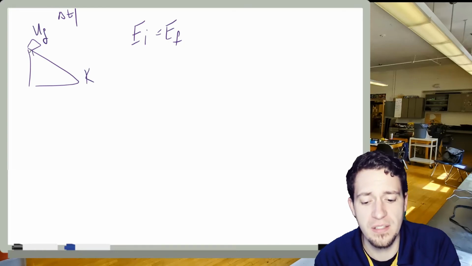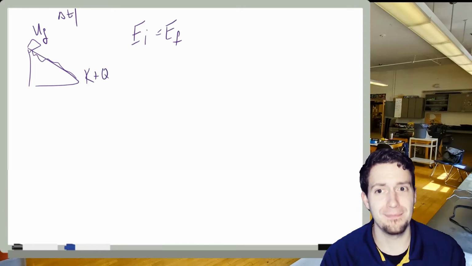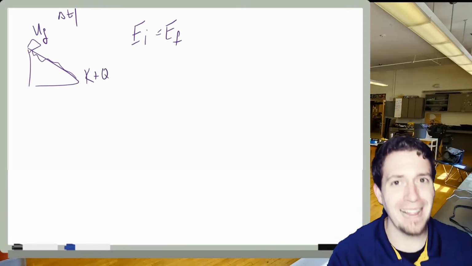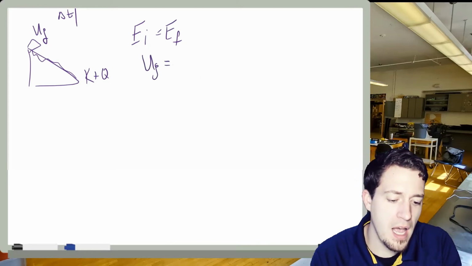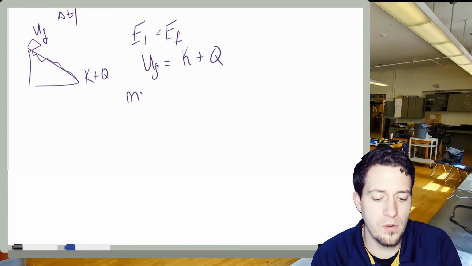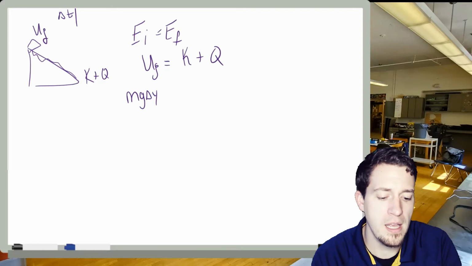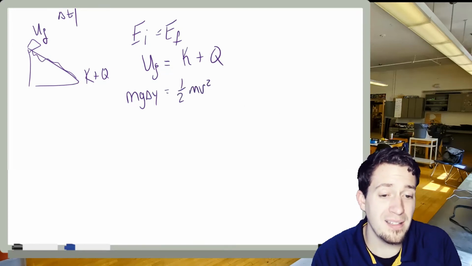But what if this is friction, like we were talking about? Well, then it'd be kinetic and heat. Okay, we got this still. So let's try to work this out. I'm going to have UG, right? I'm going to have K plus Q. Now, UG, this is pretty straightforward for us. This is mg delta y. Kinetic energy is 1/2 mv squared plus heat.